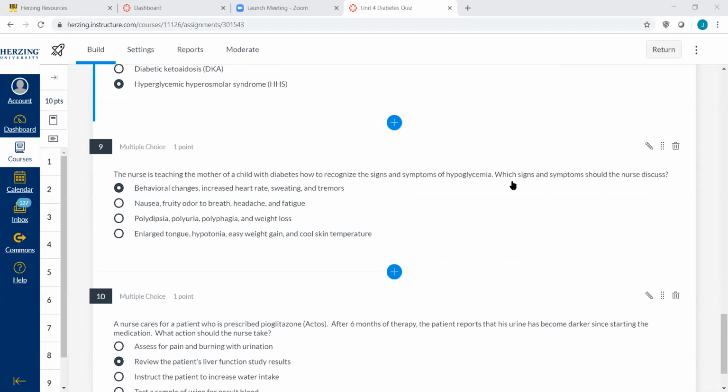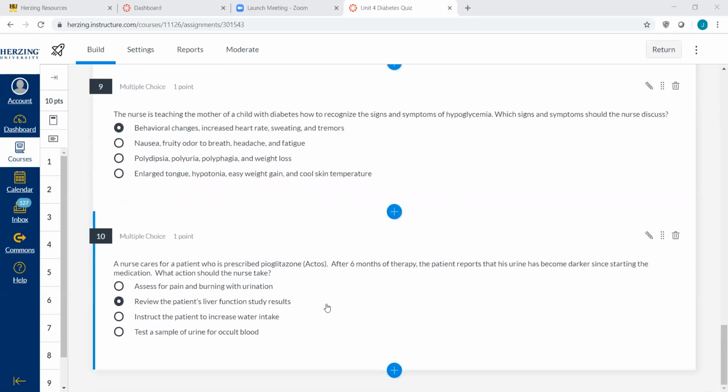All right, number 9 says a nurse is teaching a mother of a child with diabetes how to recognize the signs and symptoms of hypoglycemia. What are some signs and symptoms that she should discuss? It's going to be behavior changes, increased heart rate, sweating, and tremors. And there's a ton of them you could list here, but those are the ones you would pick.